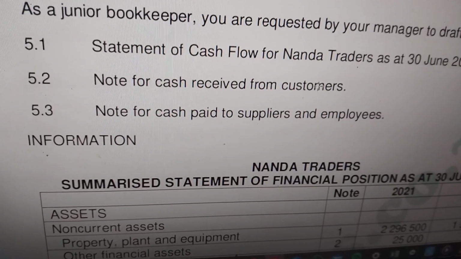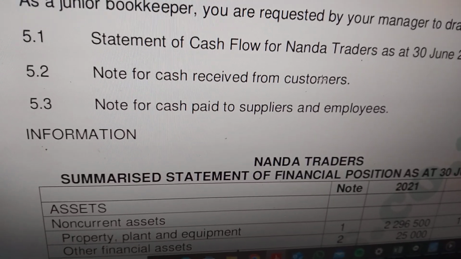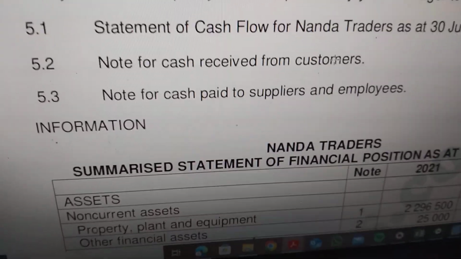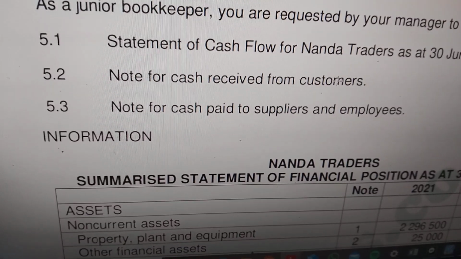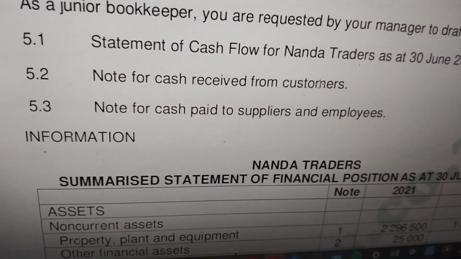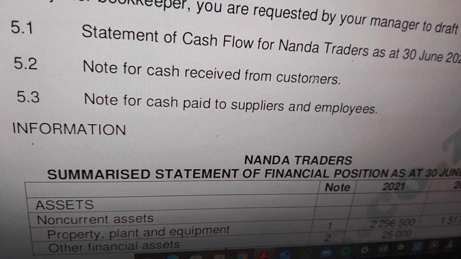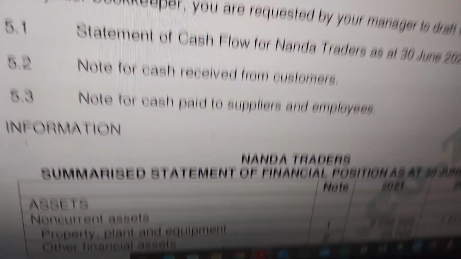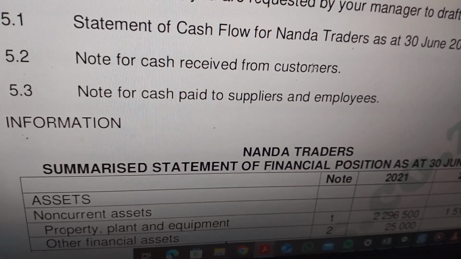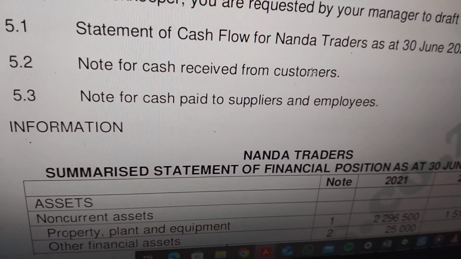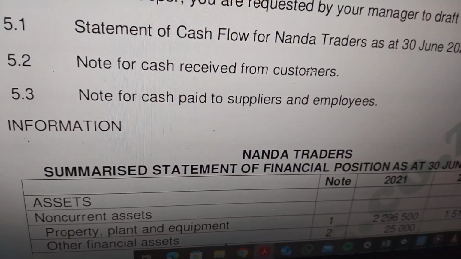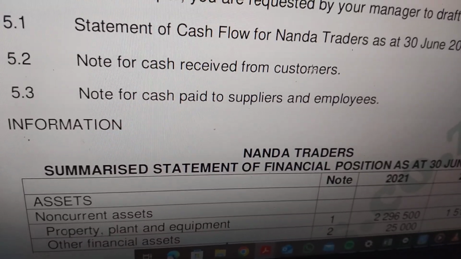So we're gonna focus on the cash flow. We're gonna do 5.2 and 5.3 cash flow. This is N4 financial accounting question paper 2023 June.